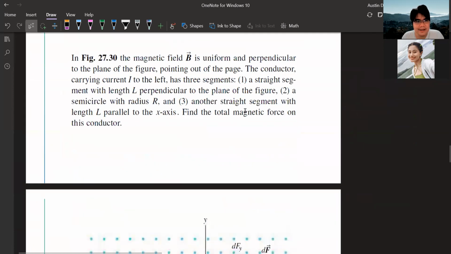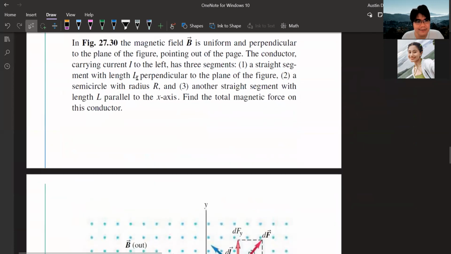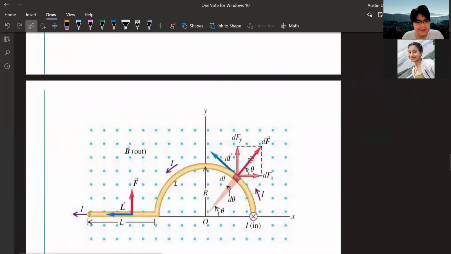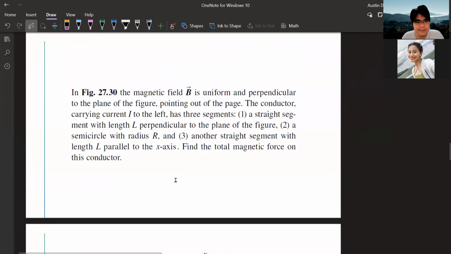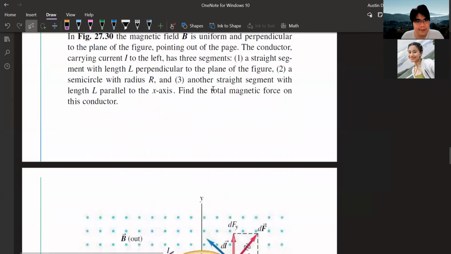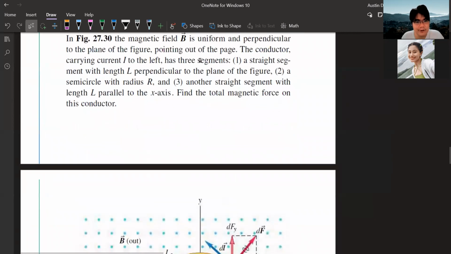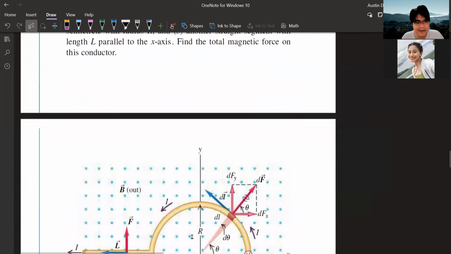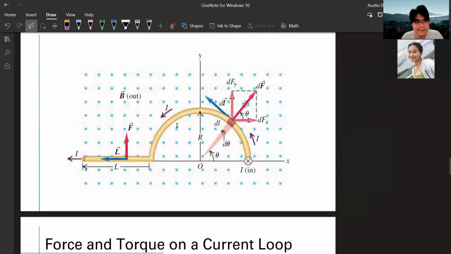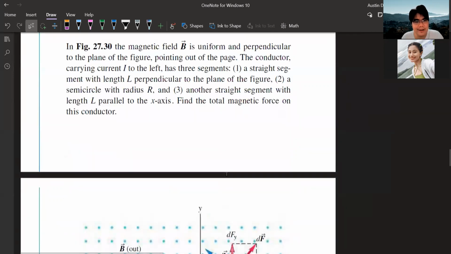Ayan, ito. Try natin to. In figure 27.30, this one. Meron kang magnetic field na uniform and is pointing out of the page. Kaya puro tuldok yung mga bagay-bagay natin. And then there is this weird wire going to the left. Current.